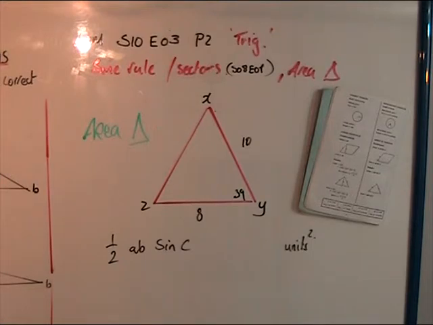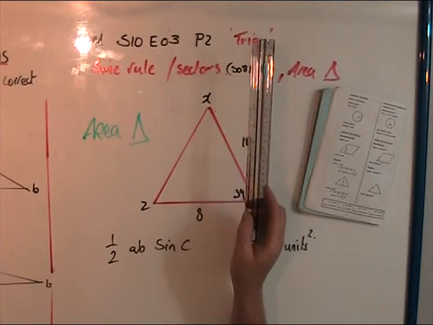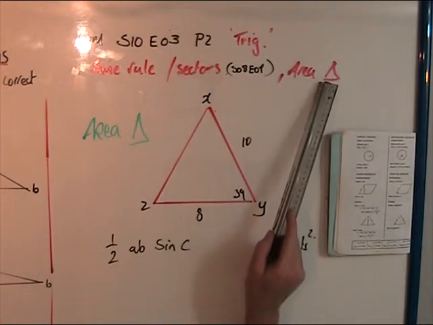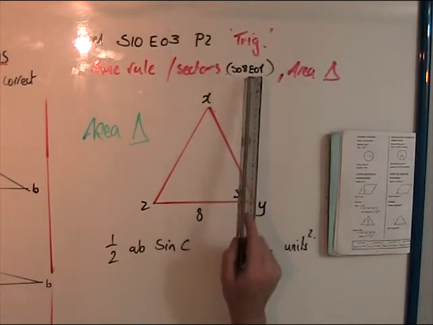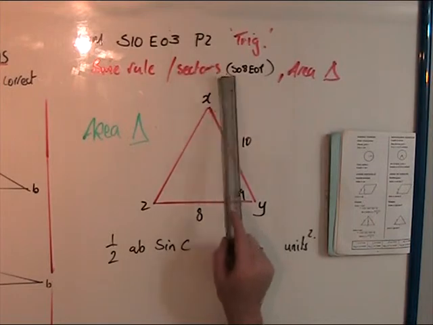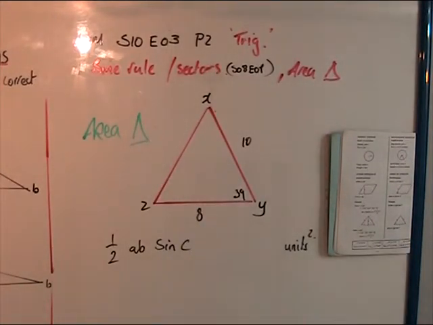Now, today we're on Leaving Cert Ordinary Level Maths, Series 10, Episode 3, Paper 2 with Trigonometry, and my name is Michael. Today we're going to deal with the sine rule, area of a triangle, and sectors, which I've already done in Series 8, Episode 1. You will see all about sectors there. If you just take a fraction of a circle, that is a sector.